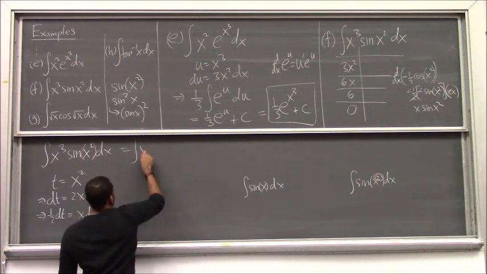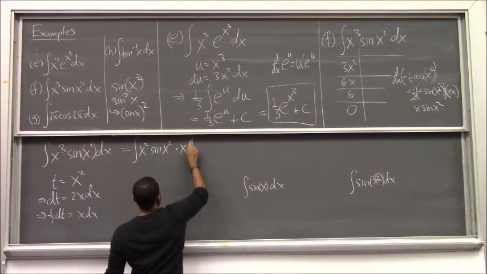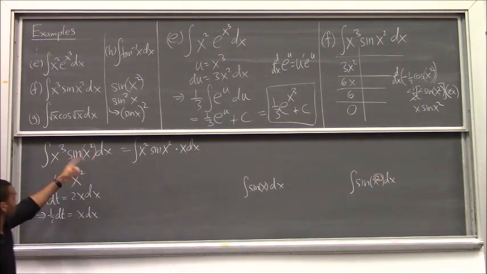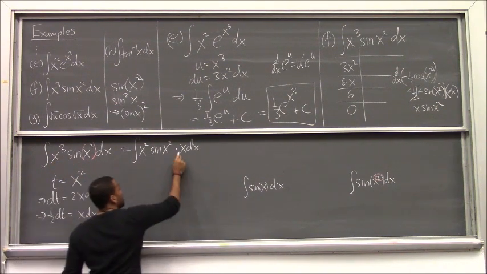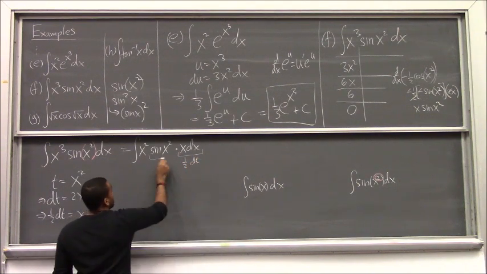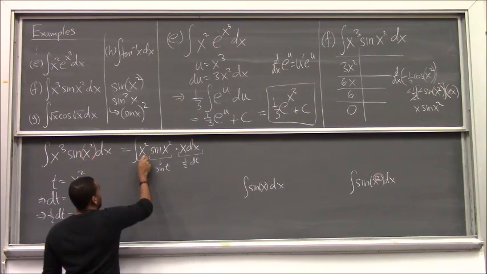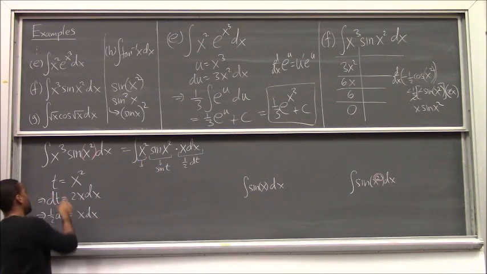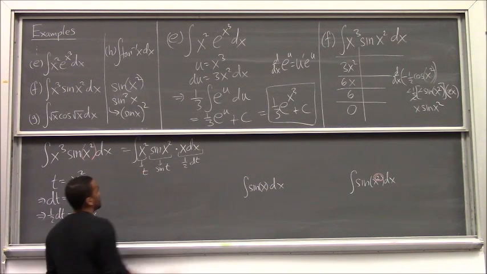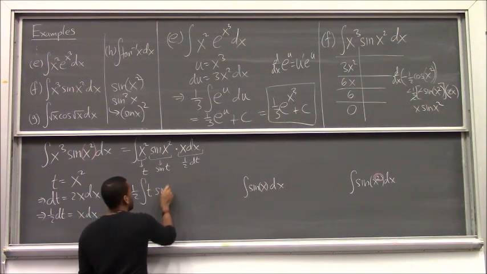And so that causes you to split up as was suggested earlier. I can take one of the x's off of that guy. So this here becomes my 1/2 dt. This here is going to be my sine of t. What about this guy? It's just t. So this integral actually comes down to 1/2 the integral of t sine t dt.